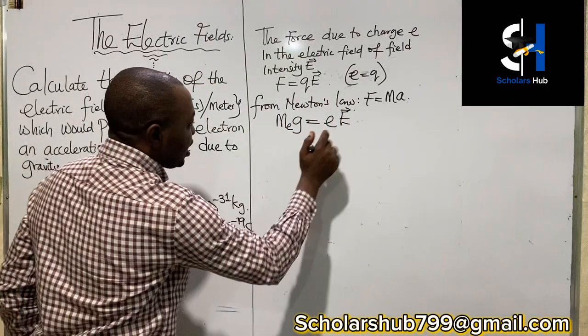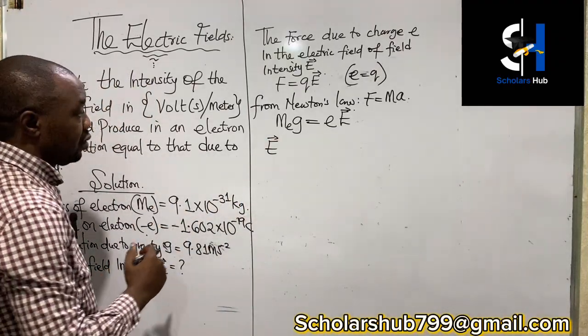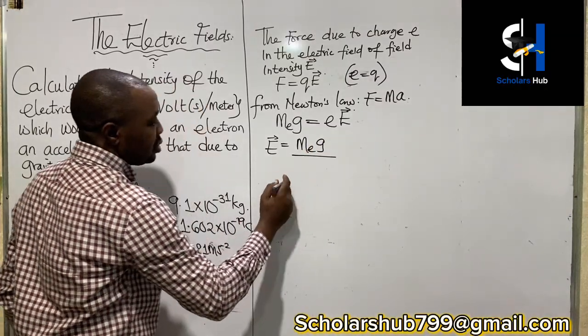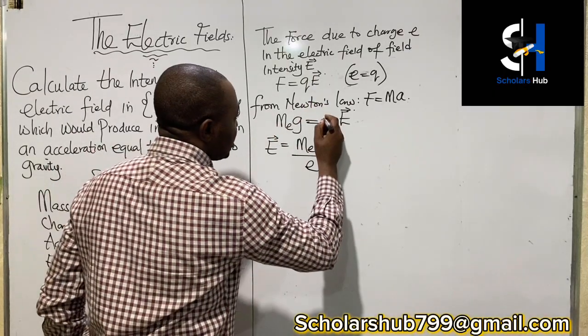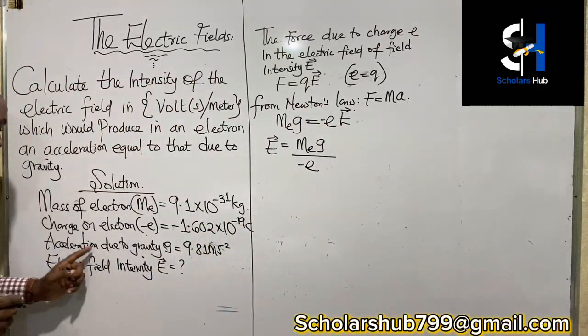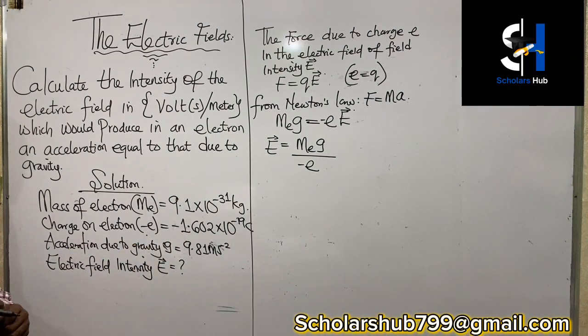All right, now let's express electric field intensity in terms of other quantities. So we have me multiplied by g over the electronic charge. Now, don't forget I said the electronic charge is negative. So the magnitude of the charge will be negative 1.602 times 10 raised to the power of minus 19 coulomb.